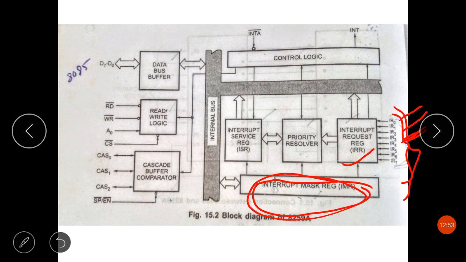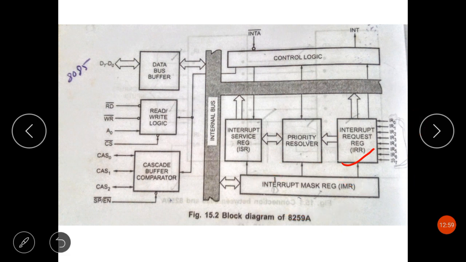And the next is the priority resolver. The priority resolver determines the priority of the bits set in the interrupt request register. As there are many interrupt requests to the 8 interrupt input lines of this interrupt request register, which of these 8 interrupt requests gets serviced will totally depend upon the priority resolver.